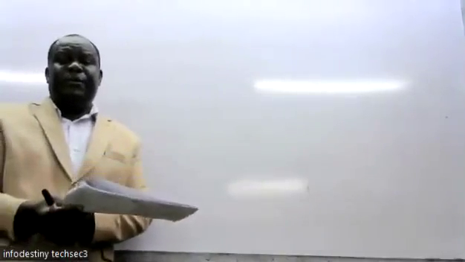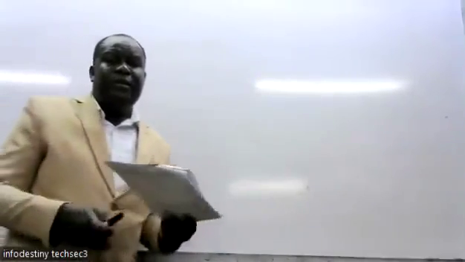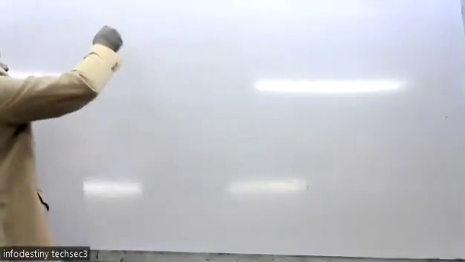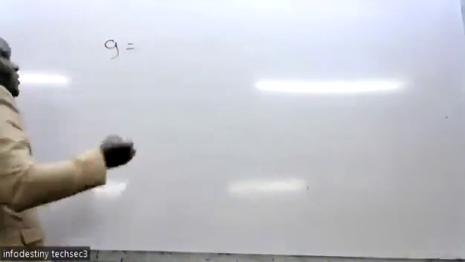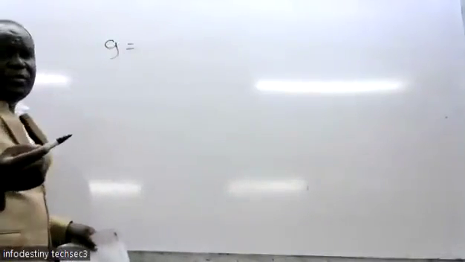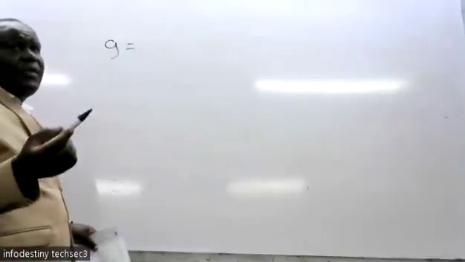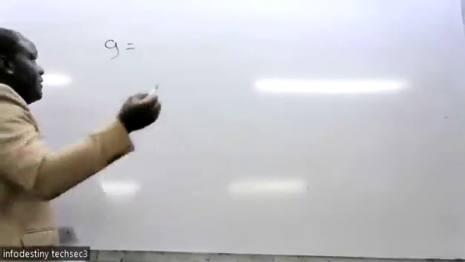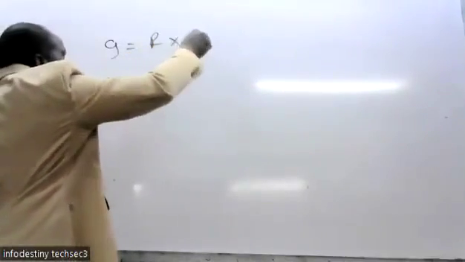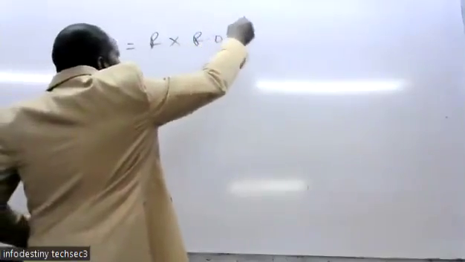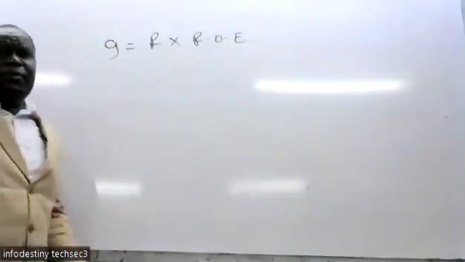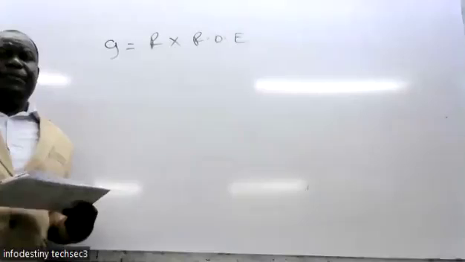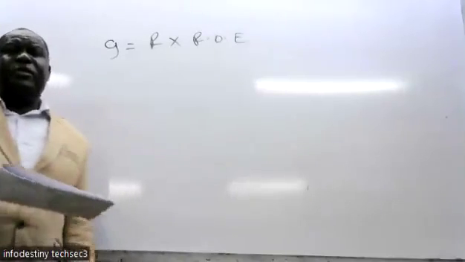What is meant to be the constant growth rate? To get the growth rate, we shall be using the retention ratio. The constant growth rate using the retention ratio is given by R multiplied by the return on equity, where R is the retention ratio.